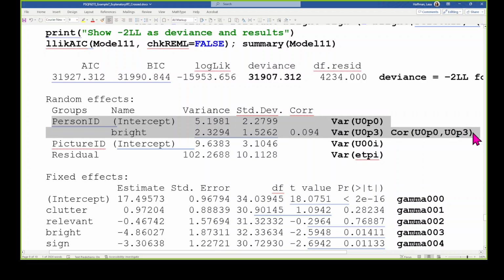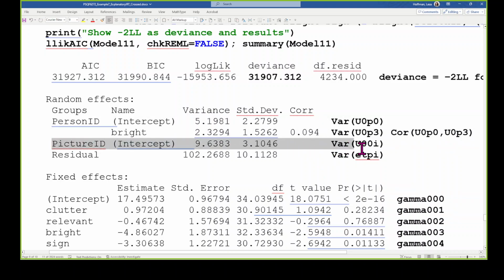So this is one chunk. Person, as a level 2 unit, has an intercept and it has a brightness slope. That means that it gets a correlation between those 2 random effects that belong to people. The random intercept for item does not have any correlations that go with it, because that's separate. That's over here in this hand. This is the people hand and this is the item hand, and they don't shake hands.